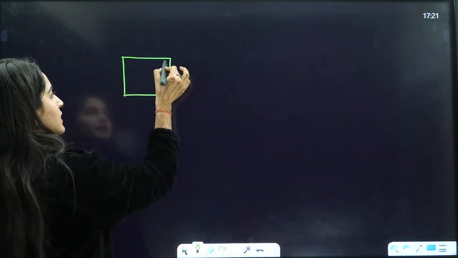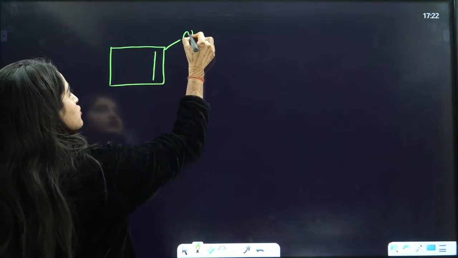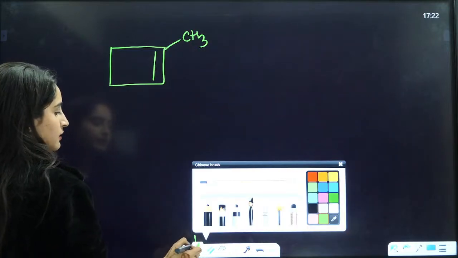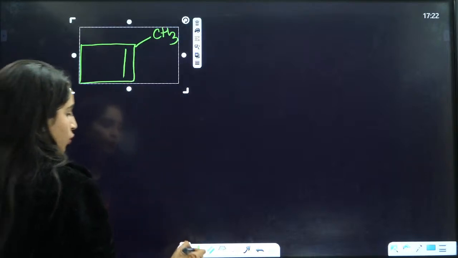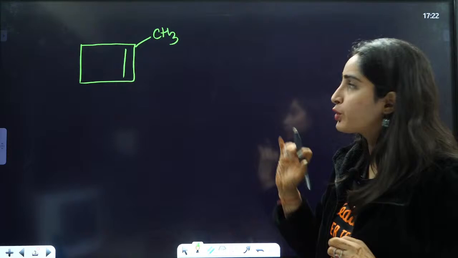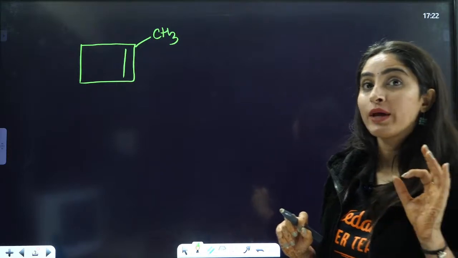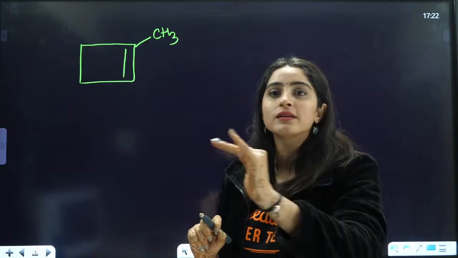So, you have this square, then you have this square, then you have one double bond here and one CH3 here. That is your question, right? Now, we want to know what kind of answer it will give us. I told you that whenever you have a double bond, you just need to break the double bond.